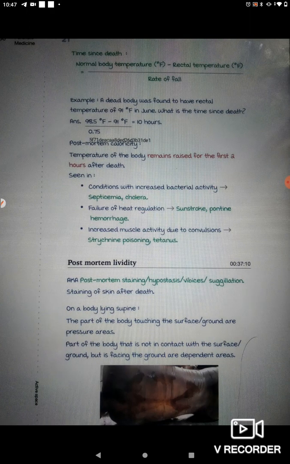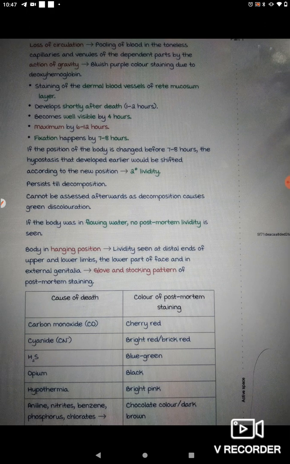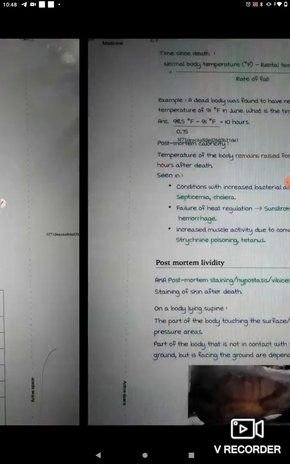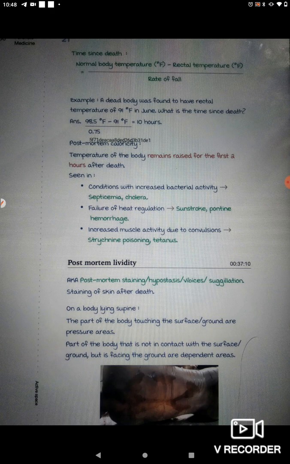We have also seen in this chapter that postmortem staining occurs in the dependent part. It is because of the pooling of blood in the capillaries and venules due to the loss of circulation. It cannot be reversed after 7 hours. It starts from 1 to 2 hours, is well visible after 4 hours, and is maximum between 6 and 12 hours. We have seen postmortem staining of different colors. Most commonly it is chocolate brown or dark brown, because of poisons like aniline, nitrate, phosphorus, and chlorates. Carbon monoxide poisoning gives cherry red, cyanide brick red, sulfide blue-green, hypothermia brown-pink, and opium poisoning black.